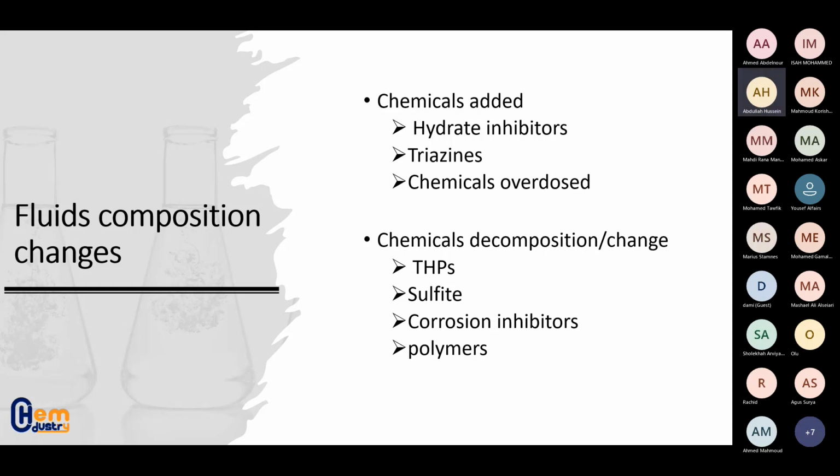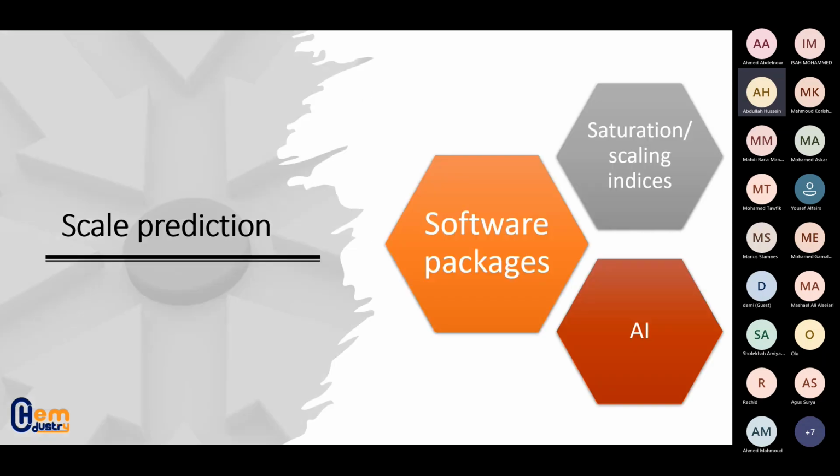So you have to be really careful when you deal with this, making sure you're adding the proper chemical. It's compatible with the fluids, with the parameters, and with the metal structures you have there. Then we're going to move to the next step, which is the scale prediction. This is the main step in our scale risk assessment and root cause investigation as well.